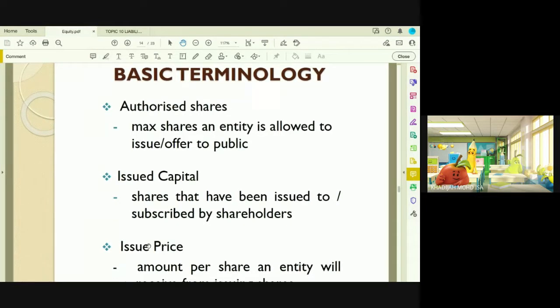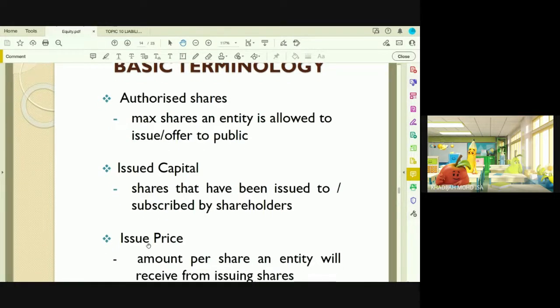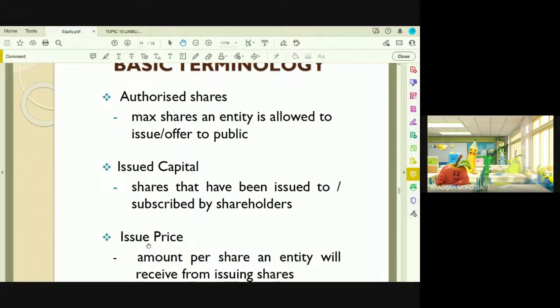We have the authorized share capital. Authorized shares is the maximum shares an entity is allowed to issue or offer to the public. But the issued capital is the shares that have been issued and subscribed to by the shareholders. So if you have authorized share capital of 1 million, the maximum issued share capital is 1 million also. But you can also issue only 500,000, and then we have another 500,000 which is unissued.